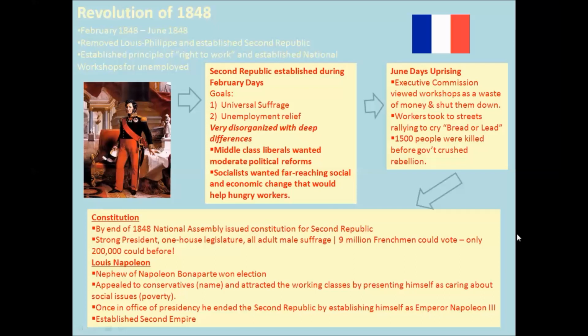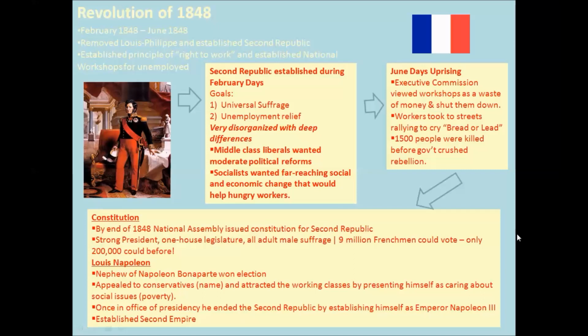So the June Days occur. They've got this republic going, and they need to bring in Napoleon, and so there's lots of arguments in the leadership. The June Days is an uprising again that occurs where the executive commission is going to take the workshops that were initially opened up to give unemployment relief, and they're going to shut them down because they think that they're not working. The workers are going to take to the streets, and they're going to cry again the French motto, bread.